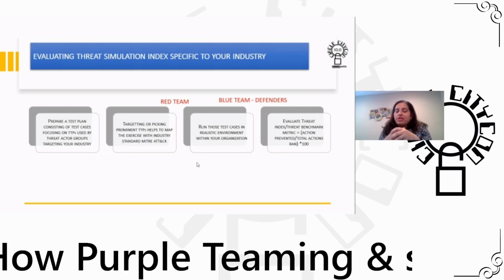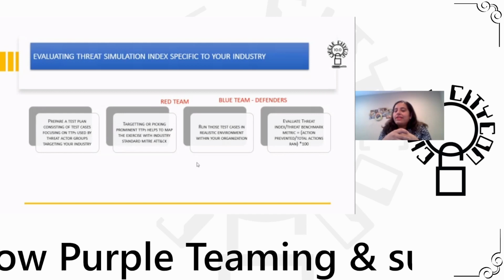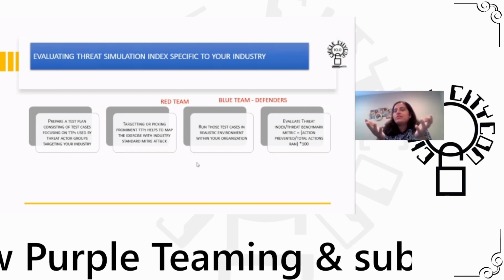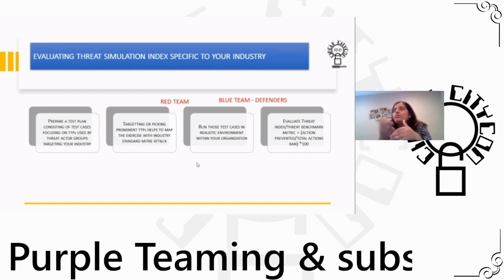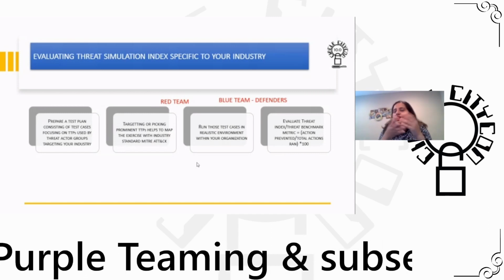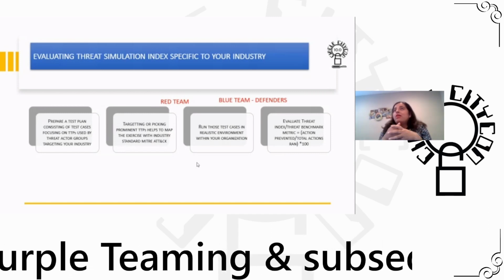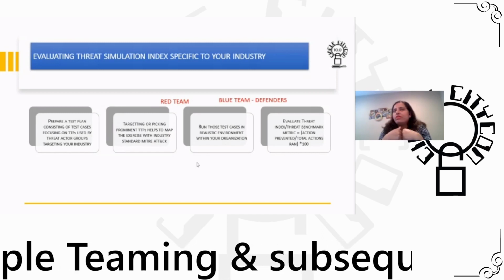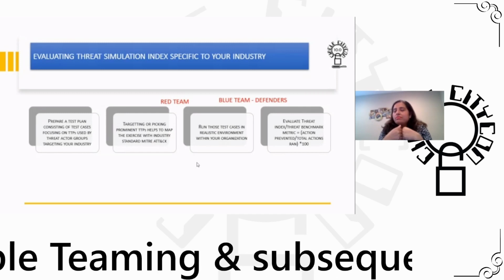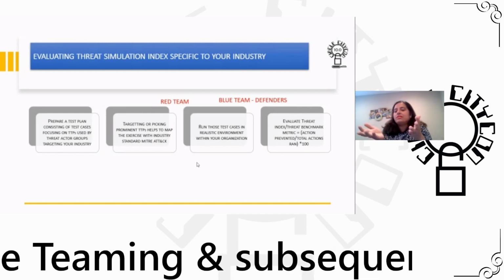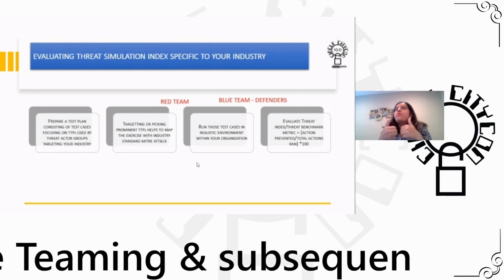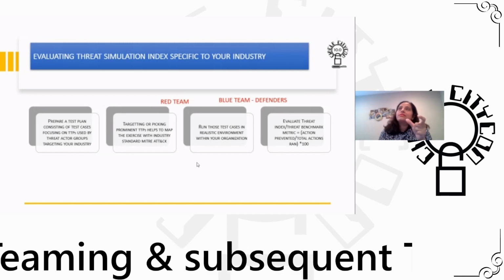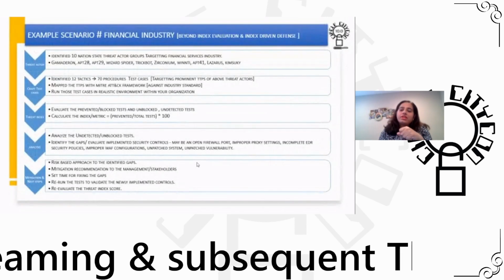The last step was to evaluate the threat index, which was the total number of actions that I ran, how many of those actions got prevented or blocked, and how many of those prevented and blocked provided an alert to our environment. So it gave us a threat index for our organization related to those threat actors that we identified to run in our situation.